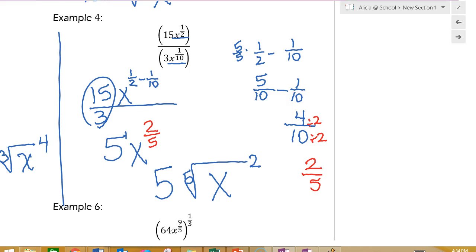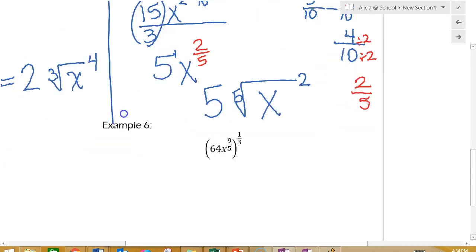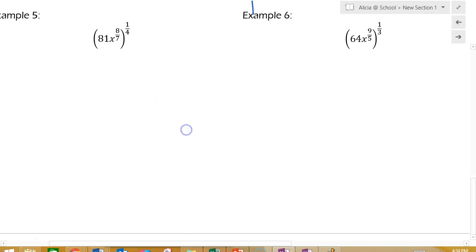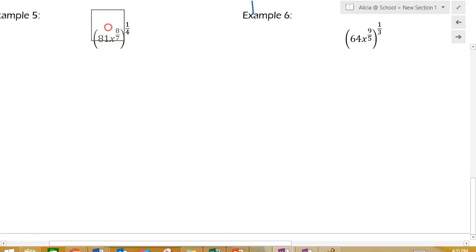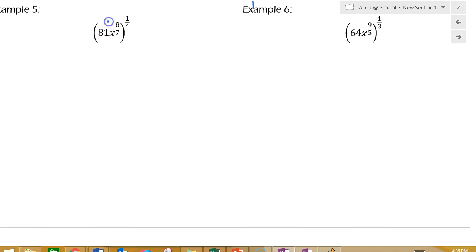Alright, looking at our next example, example number 5. We have 81x to the 8/7, all raised to the 1/4 power. So dealing with our notes from target A1, remember still that this 81 has its own little exponent of a 1. And when we have those exponents on the outside and we're distributing them in, remember that you're only multiplying them with the exponents, not the bases.